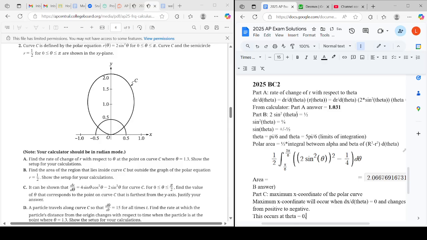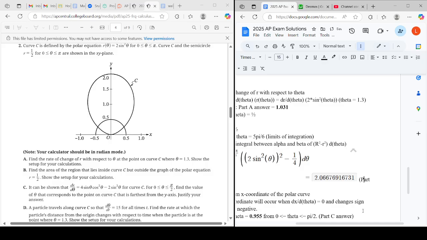And this theta is inside our domain, so we're good here. And it's a closed interval. I'm going to include this, and this is the part C answer.